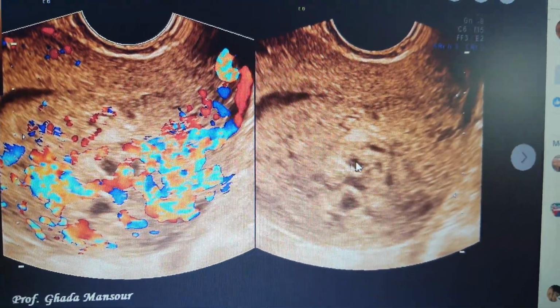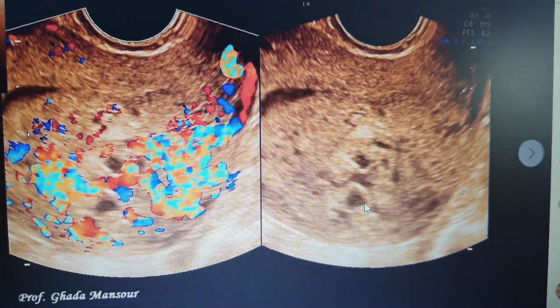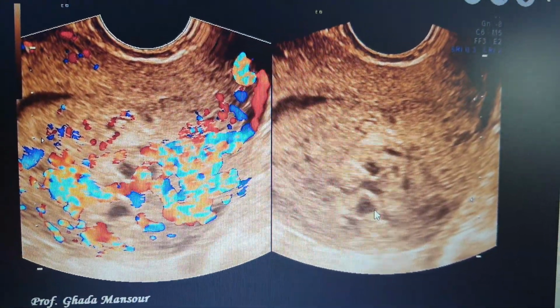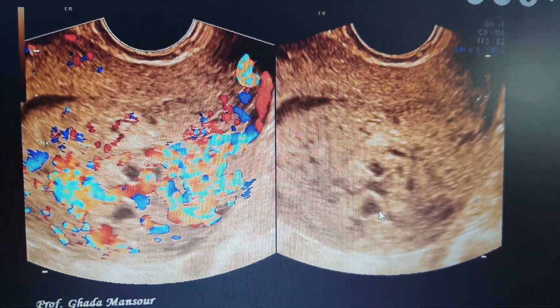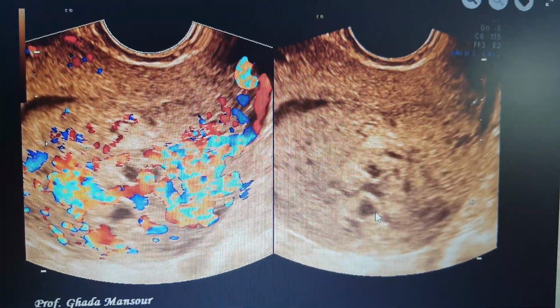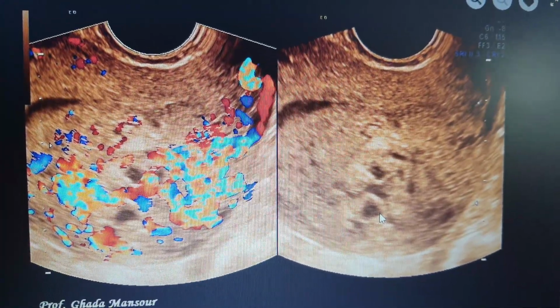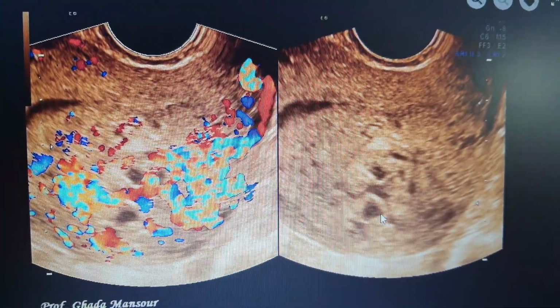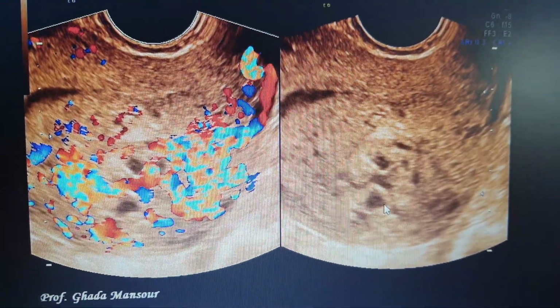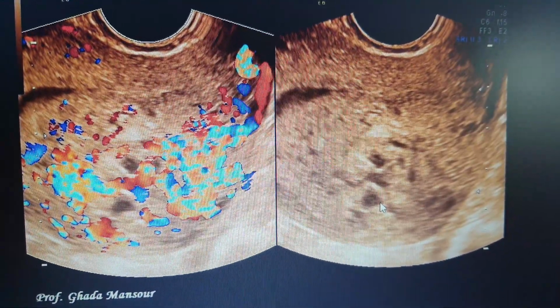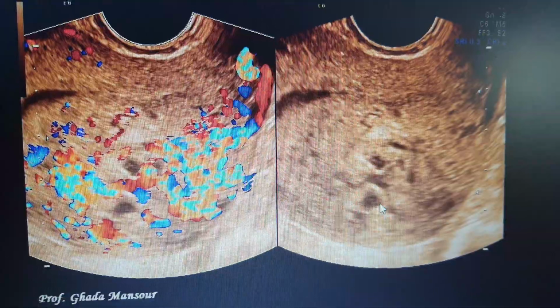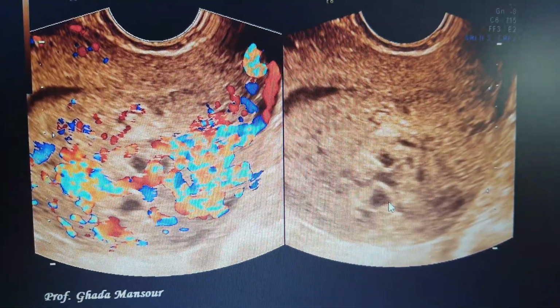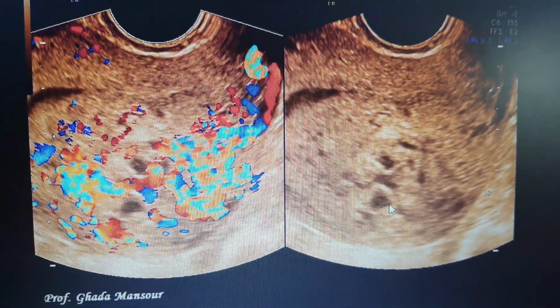And unfortunately also, when I published this picture in the page Obstetrics and Gynecology Ultrasound for All page, and you will find it published on 25th July 2025, many of our colleagues had mentioned in their comments that these are retained products of conception, and that was the same false impression.